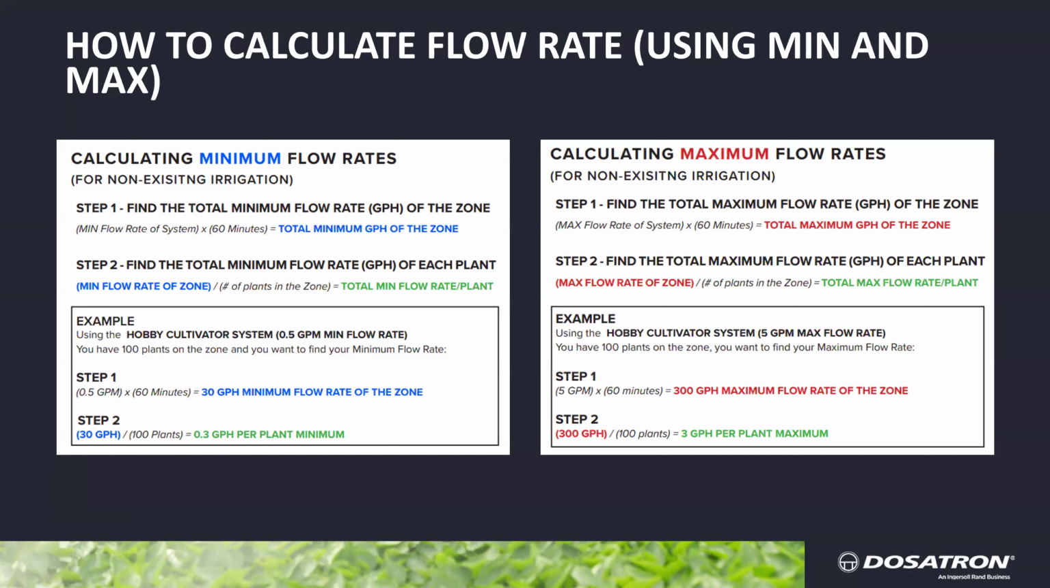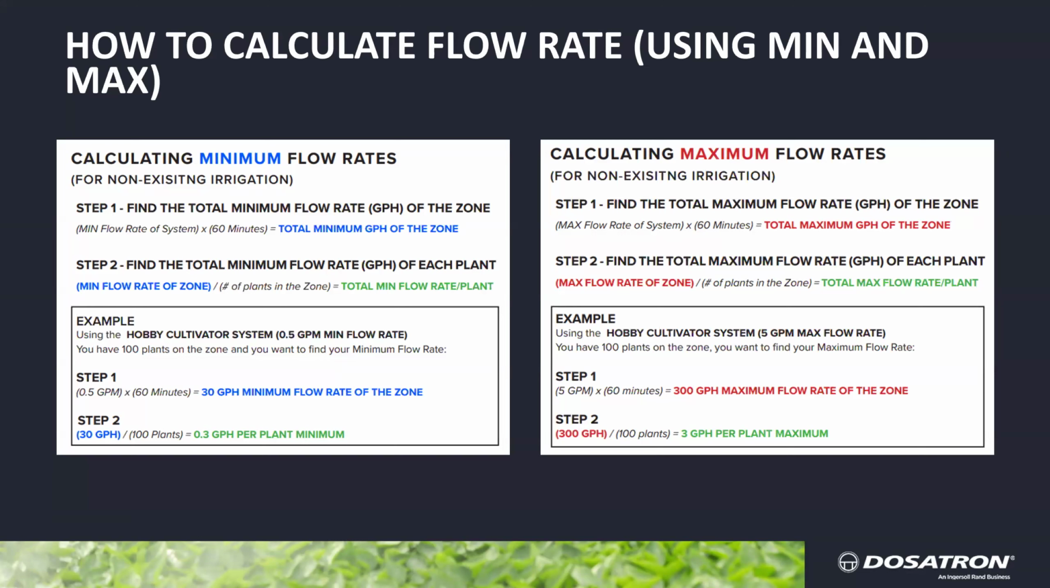In our example, we use the hobby cultivator system here that has a minimum flow rate of half a gallon per minute. We have 100 plants on our zone, and we want to know what's my minimum dripper I can put at each one of these plants. So 0.5 times 60 minutes gives us 30 gallons per hour minimum flow rate. We take 30 gallons per hour, divide by our 100 plants on the zone, and we have found that we can put a 0.3 gallon per hour dripper at each one of our 100 plants and hit the minimum flow rate of the system.